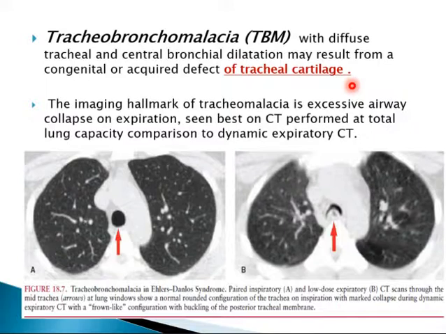The imaging hallmark of tracheomalacia is excessive airway collapse on expiration, seen on CT performed at total lung capacity compared to dynamic expiratory CT. This is the picture. This is the normal on full inspiration. The other picture is on expiration. It shows marked collapse during the dynamic expiratory phase with a frown-like configuration, and frown means a frowning shape, with buckling of the posterior tracheal membrane.